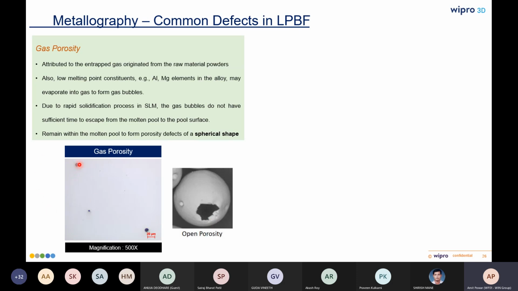So if you are seeing a very spherical shape porosity in the part, then you can say that it may be because of the open porosity which was available in the powder. And if you are seeing multiple porosity, then you need to assess your powder quality. Not only this, there are other reasons also for this gas porosity.